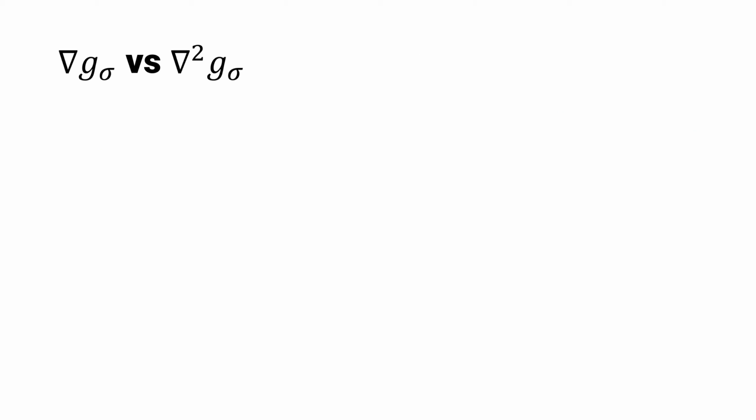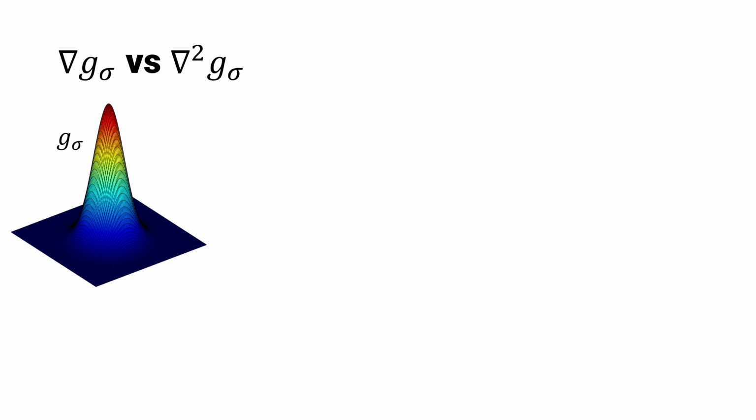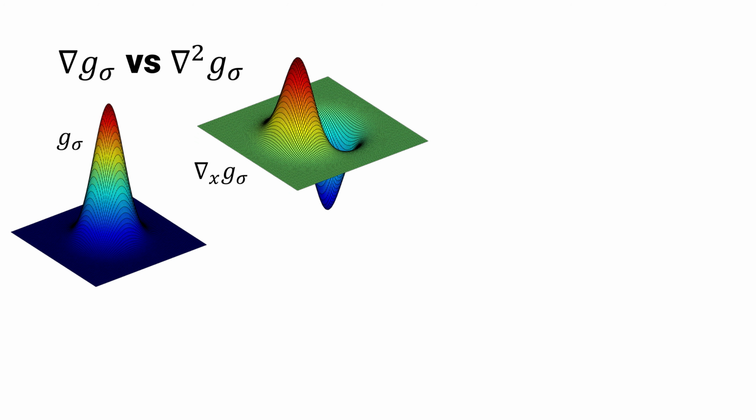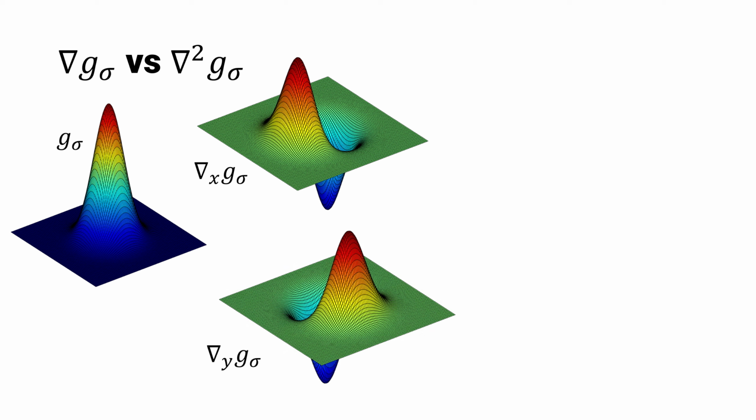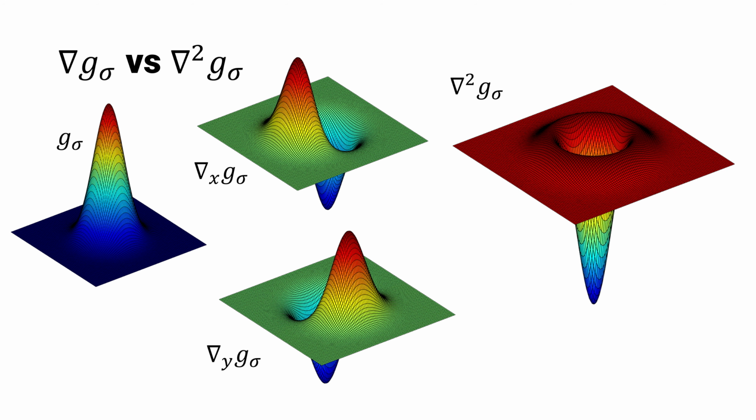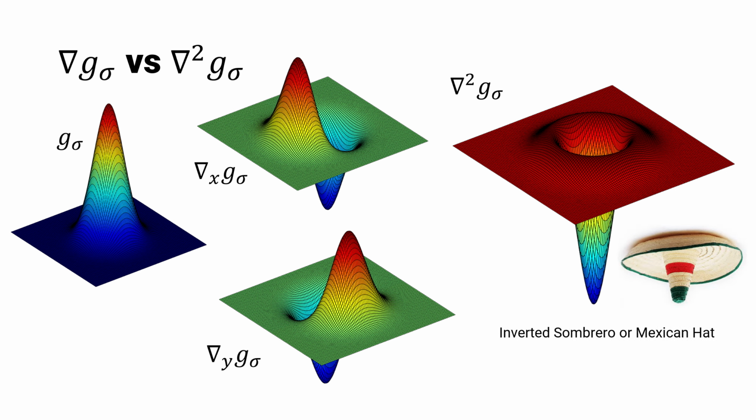So now let's just quickly recap. Let's look at the gradient of Gaussian, which is like the smooth Sobel, and the Laplacian of Gaussian, which is like the smooth second order derivative. A Gaussian kernel looks like this in 2D, and if you take the x gradient of the Gaussian, it looks like that. The y gradient of the Gaussian is the opposite of that, and the Laplacian of Gaussian looks like this. The Laplacian of Gaussian operator is also called the inverted sombrero or the Mexican hat operator because it looks like the sombrero Mexican hat as you see in the image here.